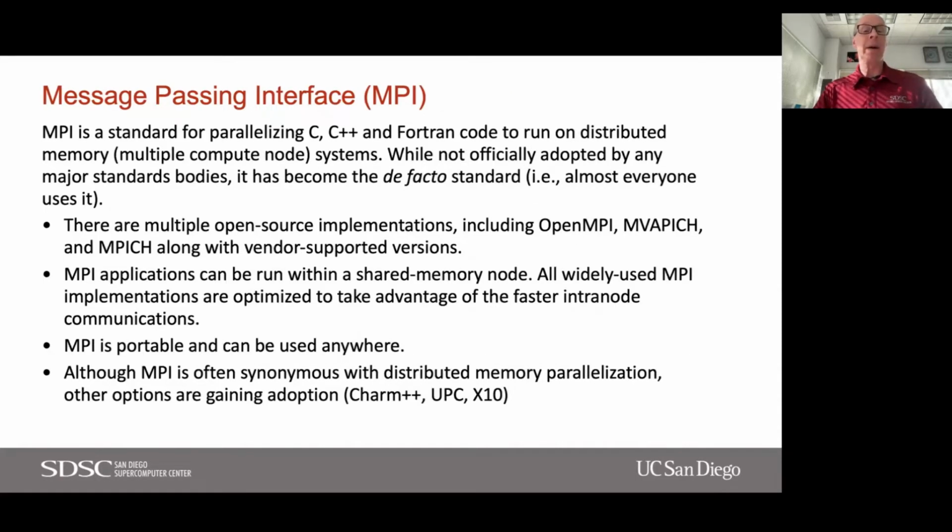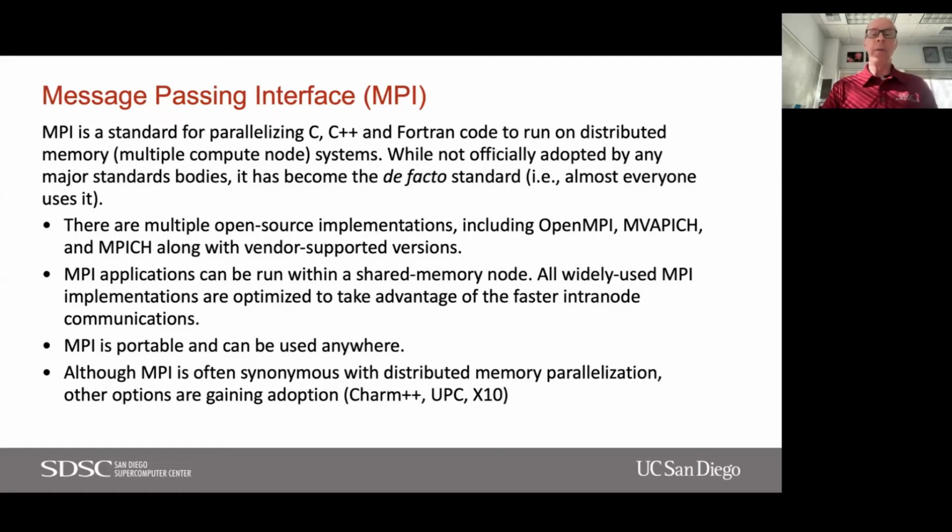So I'm going to talk just a little bit about MPI. I know I said earlier that we're not going to cover programming topics, and we're not going to get into the details of MPI, but you should be aware of what it is. MPI is the standard for parallelizing C, C++, and Fortran codes so that they can run on distributed memory, multiple compute node systems. While it's not officially adopted by any major standards bodies, it's really become the de facto standard, i.e. it's available almost everywhere, and almost everyone who does large-scale parallel computing uses it.